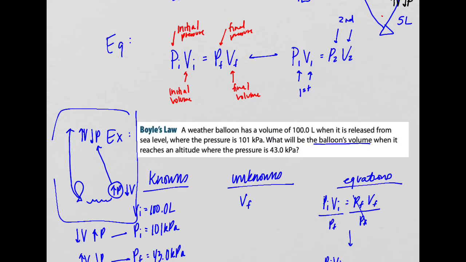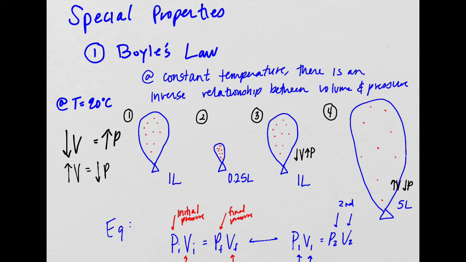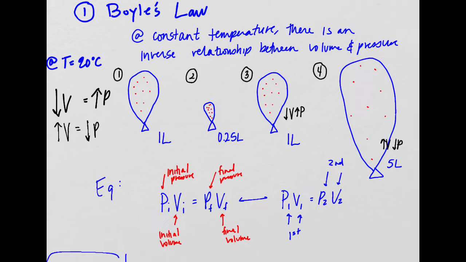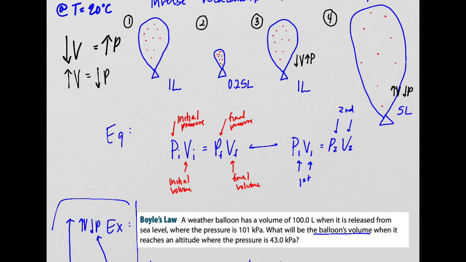We did lots of examples. I'm not going to go over examples right now of pressure or Boyle's law or Charles's law. I'm just explaining it. So remember, Boyle's law states that at constant temperature, so when temperature remains the same, there's an inverse relationship between volume and pressure. So as volume decreases, pressure increases. In examples 1 and 2 here, I start with 1 liter and I go to 0.25 liters. I'm decreasing in my volume, therefore my pressure is increasing.